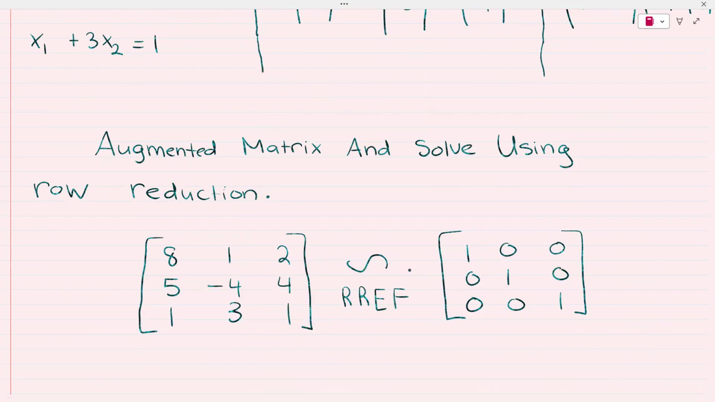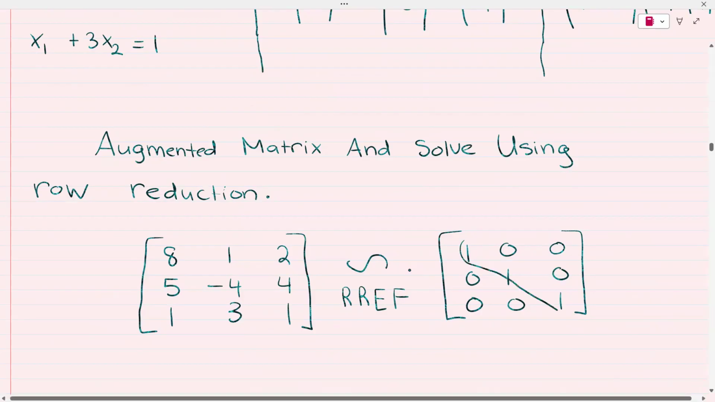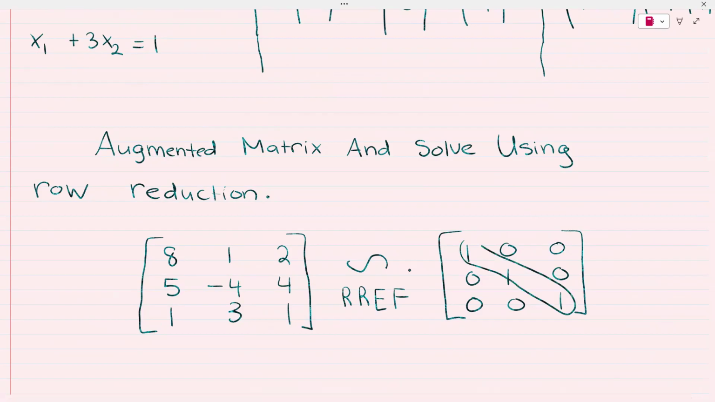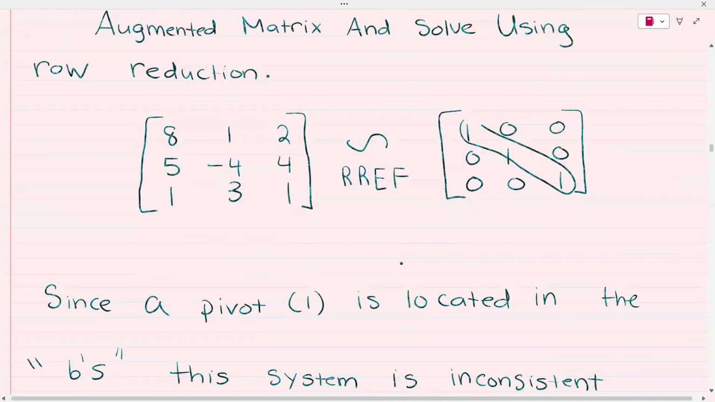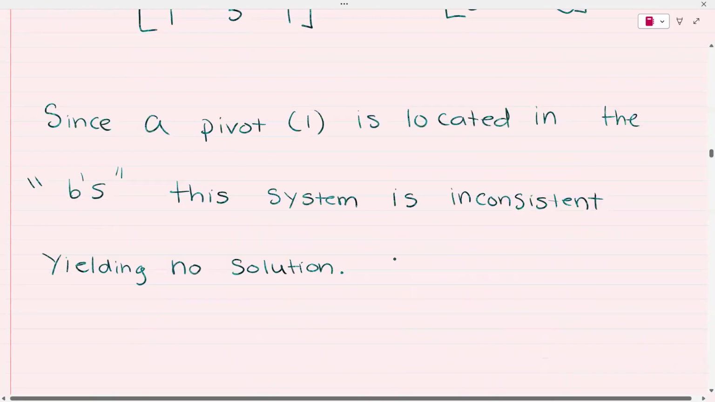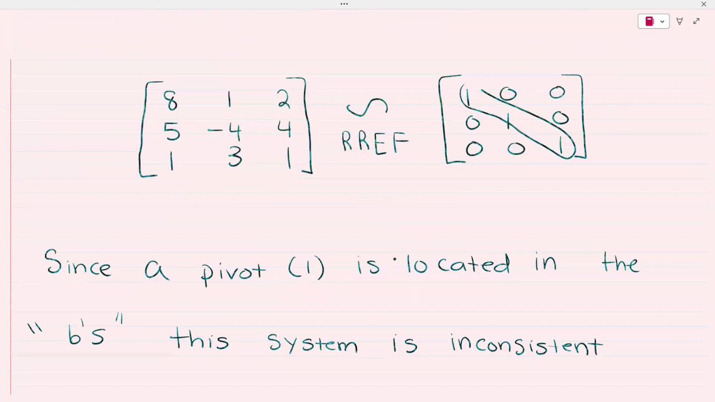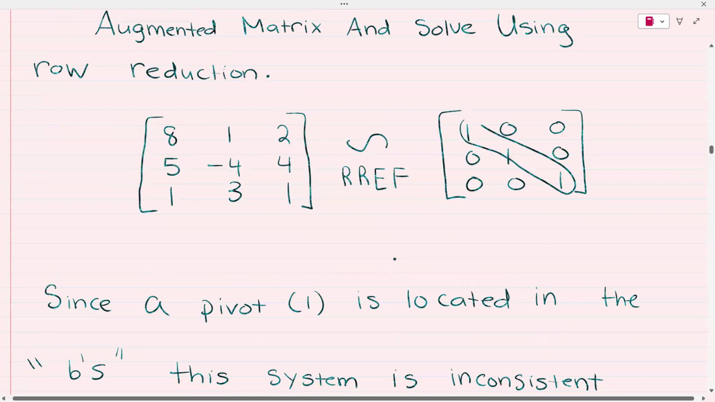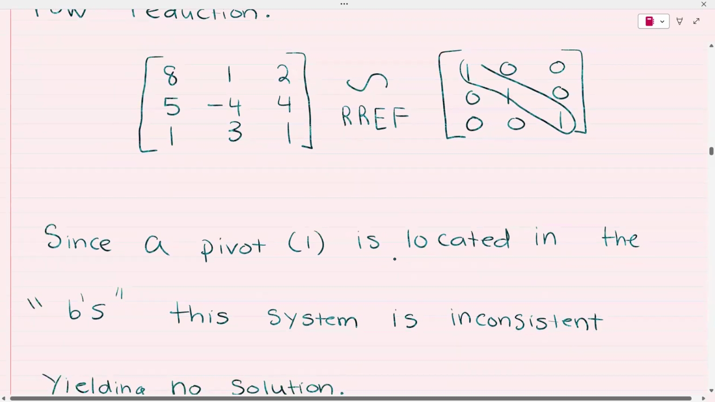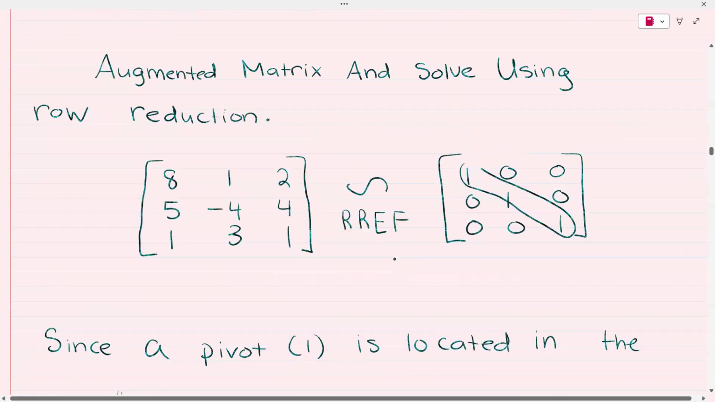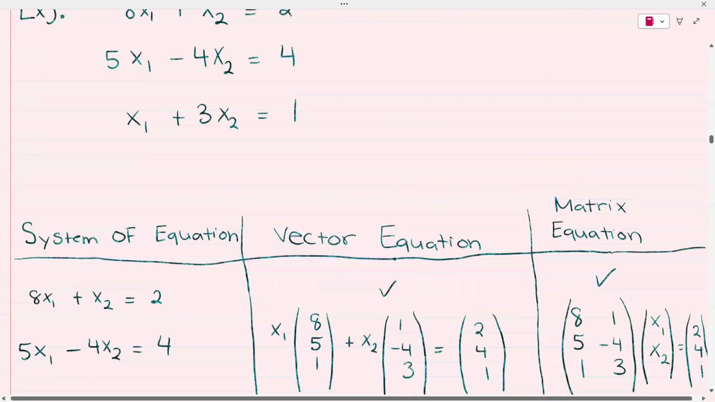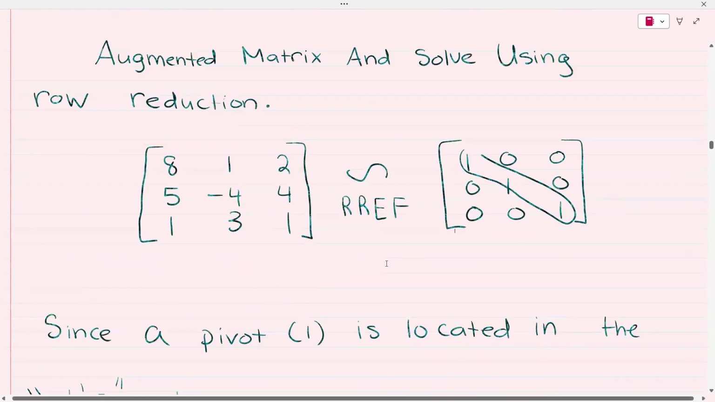Then what you want to do is write the augmented matrix and solve using row reduction. So what is RREF? Basically, you have these diagonals or these pivots, and everything below a 1 is 0, and everything above a 1 is 0. Since the pivot 1 is located in the B column, the system is inconsistent, yielding no solution. So this would be no solution because the pivot 1 is located in the B column.